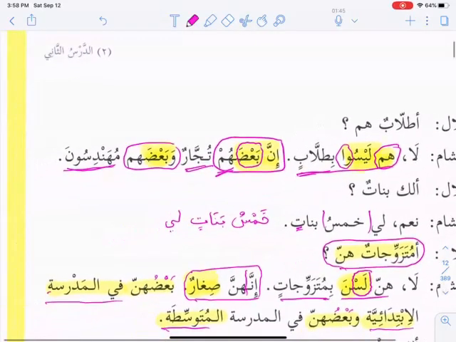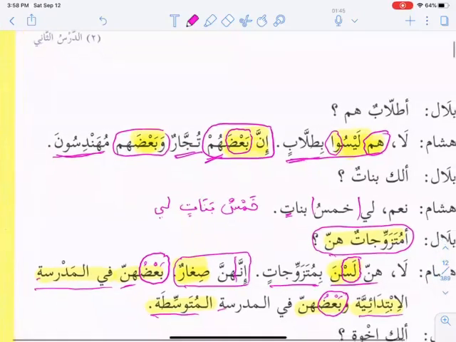Ba'du hunna, some of them. Now this is a new sentence. Ba'du hunna. Ba'du is your mubtada and hunna is mudaf ilayhi. Some of them are in the madrasatil ibtidaiyati, in the elementary school. Ba'du hunna, some of them fil madrasatil mutawassitati, in the middle school.